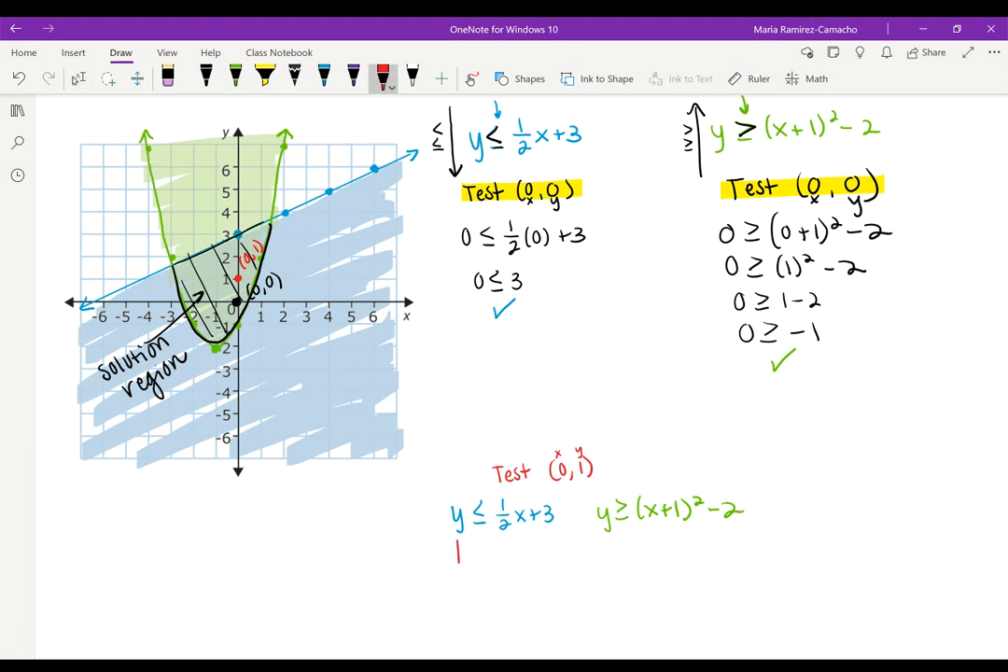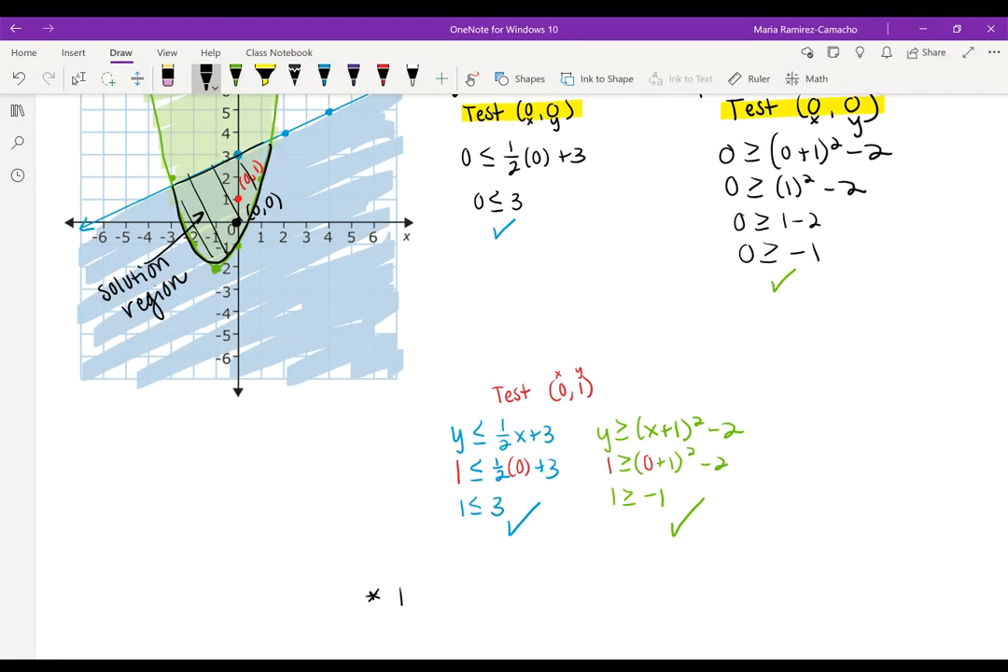Okay, so 1 for y, 0 for x. This simplifies to 1 is less than or equal to 3, which works. Okay, 0 plus 1 is 1, 1 squared is 1, 1 minus 2 is, oops, 1 minus 2 is negative 1. Okay, 1 is greater than or equal to negative 1, so this also works.